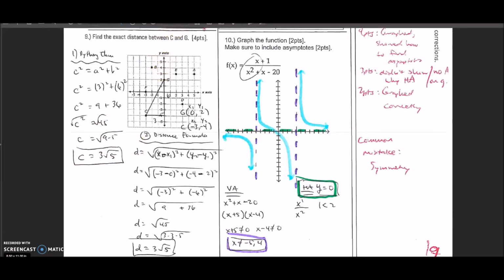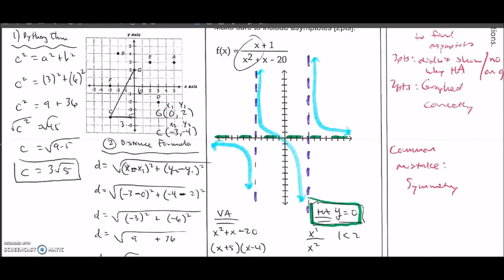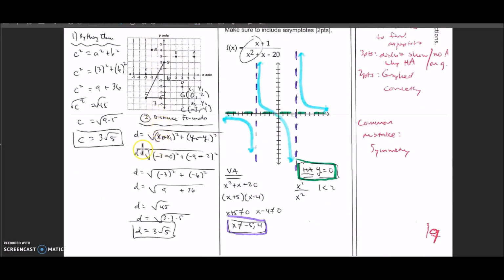All right, so you can always use the distance formula. D equals the square root of (x2 minus x1) squared plus (y2 minus y1) squared. It doesn't matter whether it's the 2s subtracted by the 1s, or the 1s subtracted by the 2s.